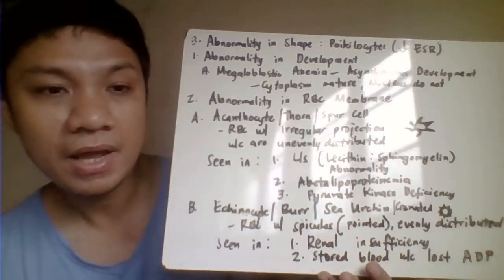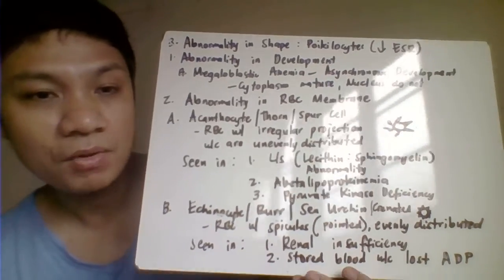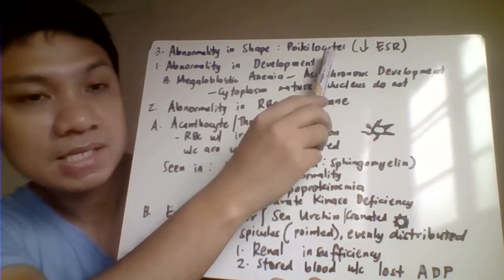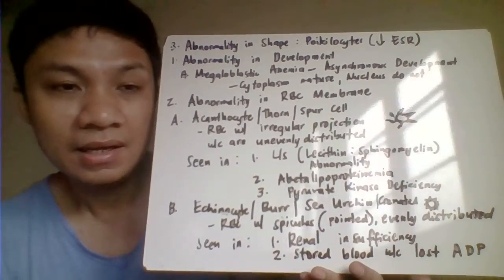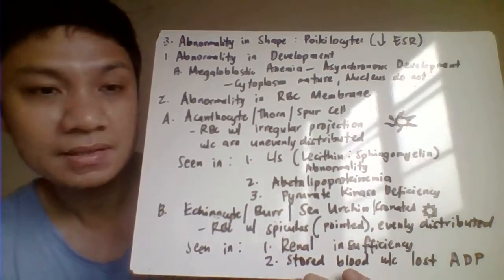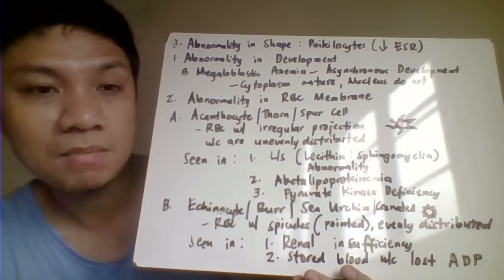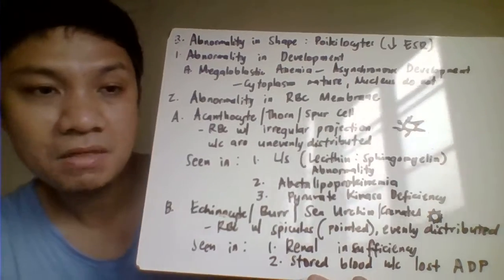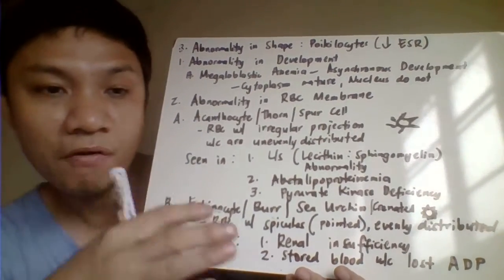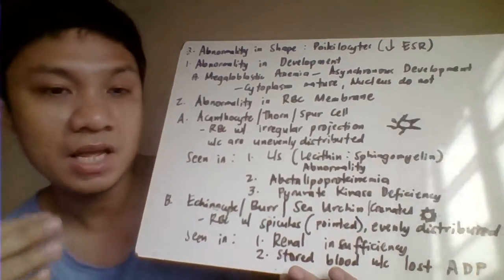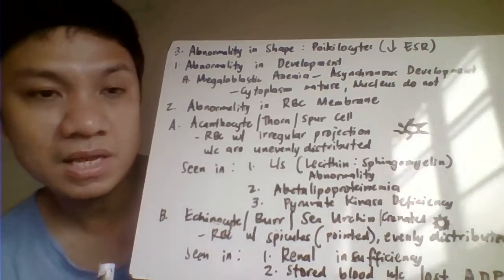Okay, the third one, we have here abnormality in the shape. Abnormality in the shape, you call that poikilocytes. The poikilocyte will decrease your ESR, your erythrocyte sedimentation rate. It will decrease the erythrocyte sedimentation rate because remember the first step in the erythrocyte sedimentation rate would be the rouleau formation or stack of coin arrangement dapat, in order for the RBC para mag-settle, di ba? So that's the principle of your ESR.